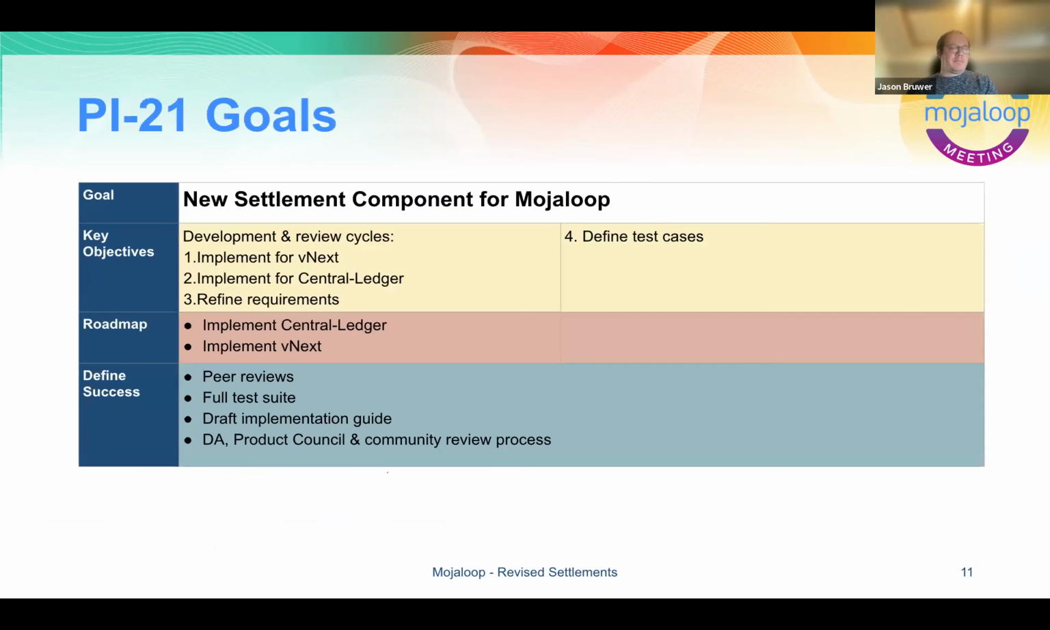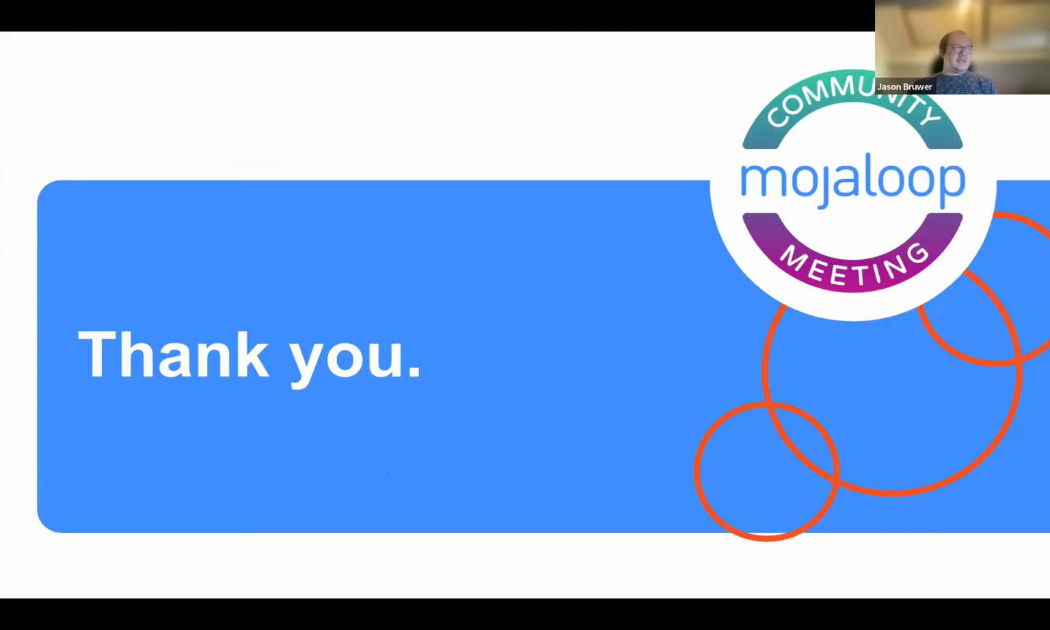All right, so what are the objectives for the next PI? We are just continuing on with what we've been doing, with the exception of focusing heavily on the implementation for vNext and Central Ledger, being able to successfully integrate the settlement into these two areas. As mentioned earlier, we are still in the process of refining and making things better, adding features and brainstorming, if you will, all of the possible cases that we need to cover for this settlement. Okay, that is it. Thank you very much.